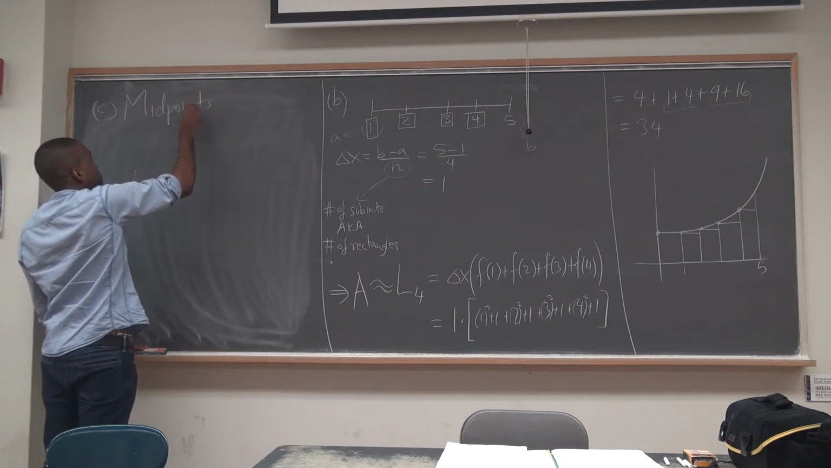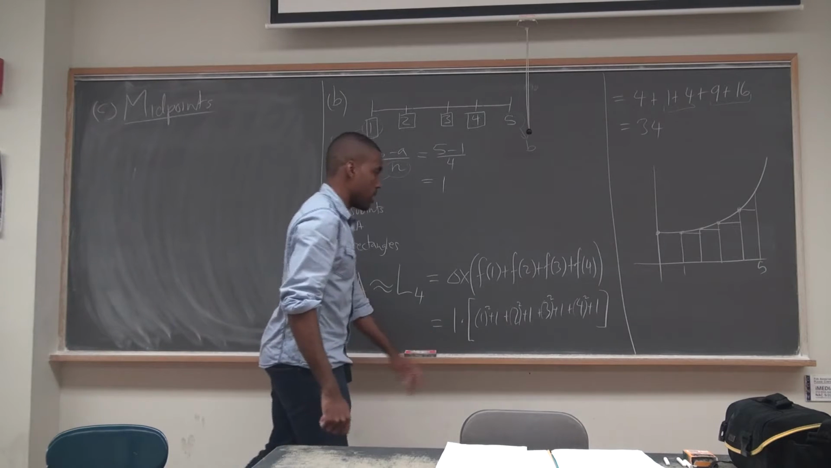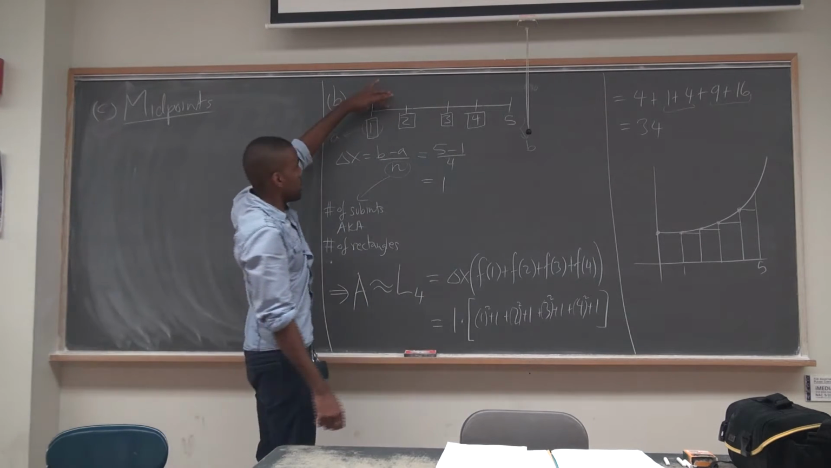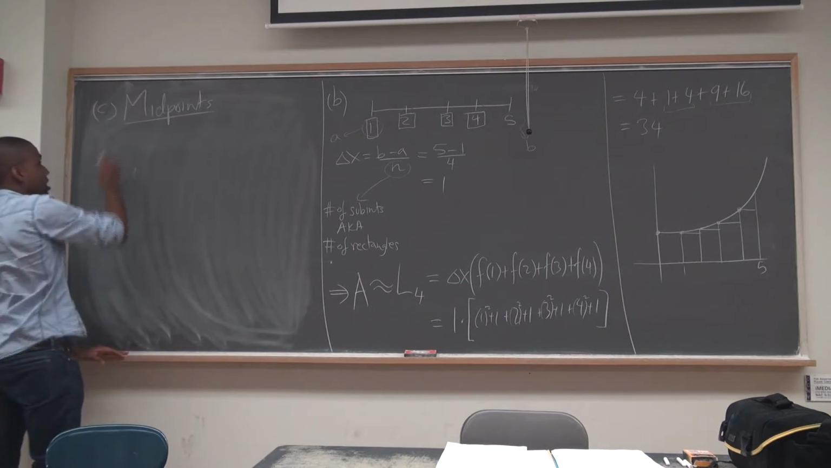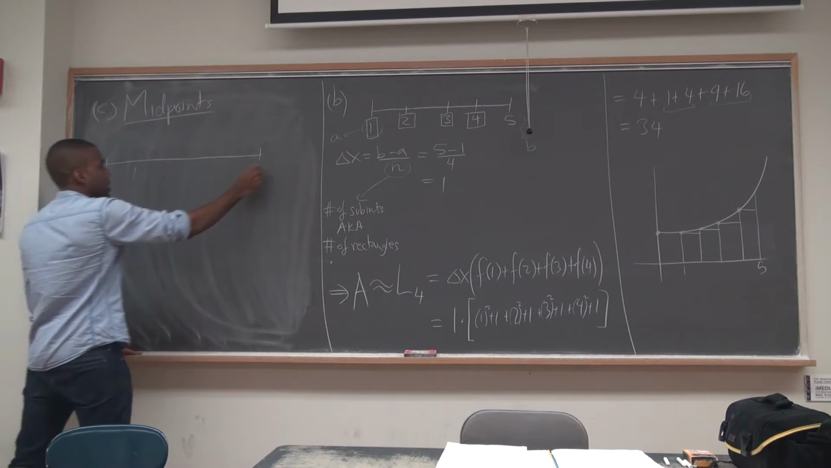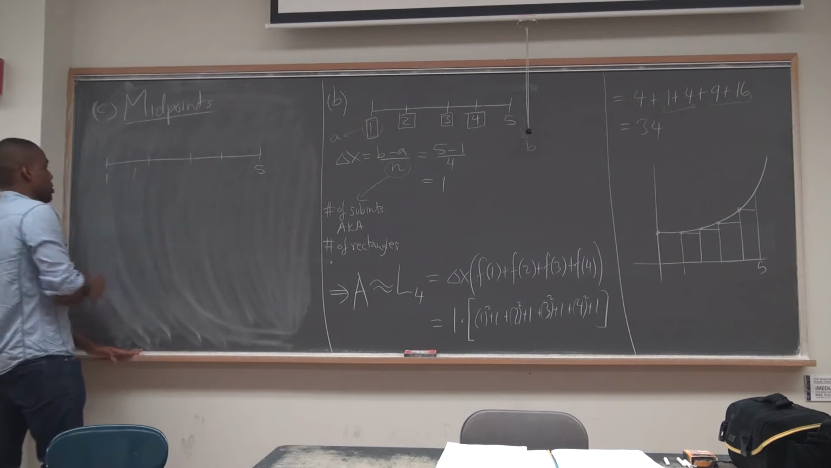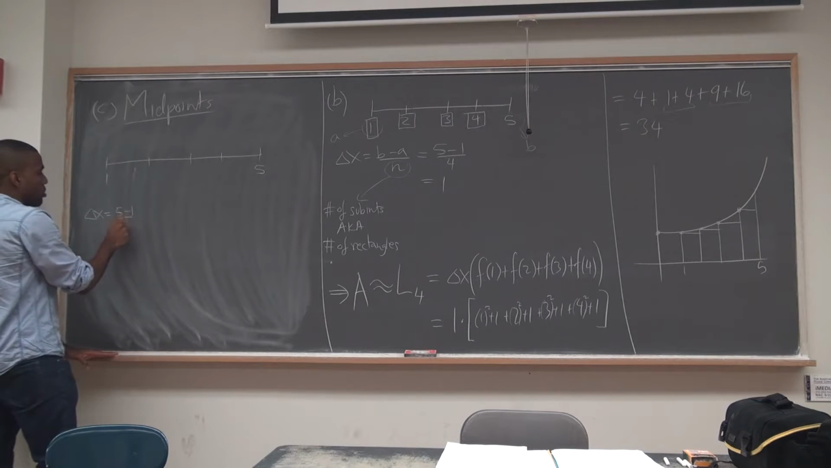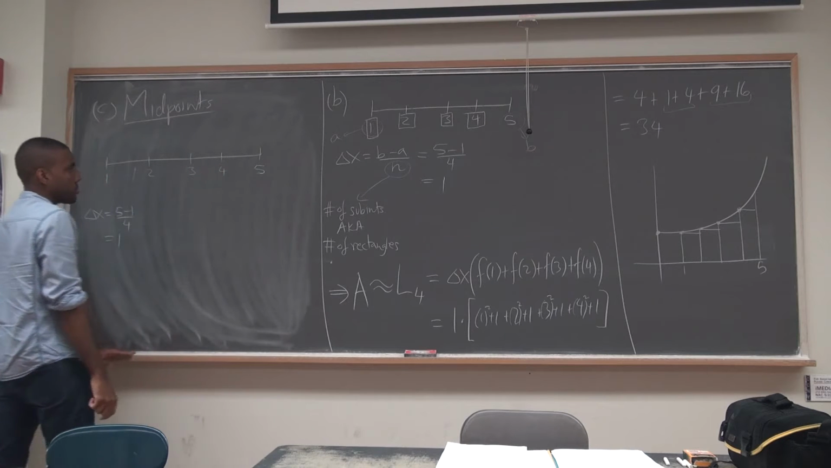Using midpoints. This is the more complicated of all three methods, but it's still not that bad. All you're going to do now is take the middle points as the points you evaluate. So you start out on the interval 1 to 5, and you're going to cut it into 4 subintervals. Your delta x is equal to (5 minus 1) over 4, which is 1. So you know that this is 2, 3, 4.